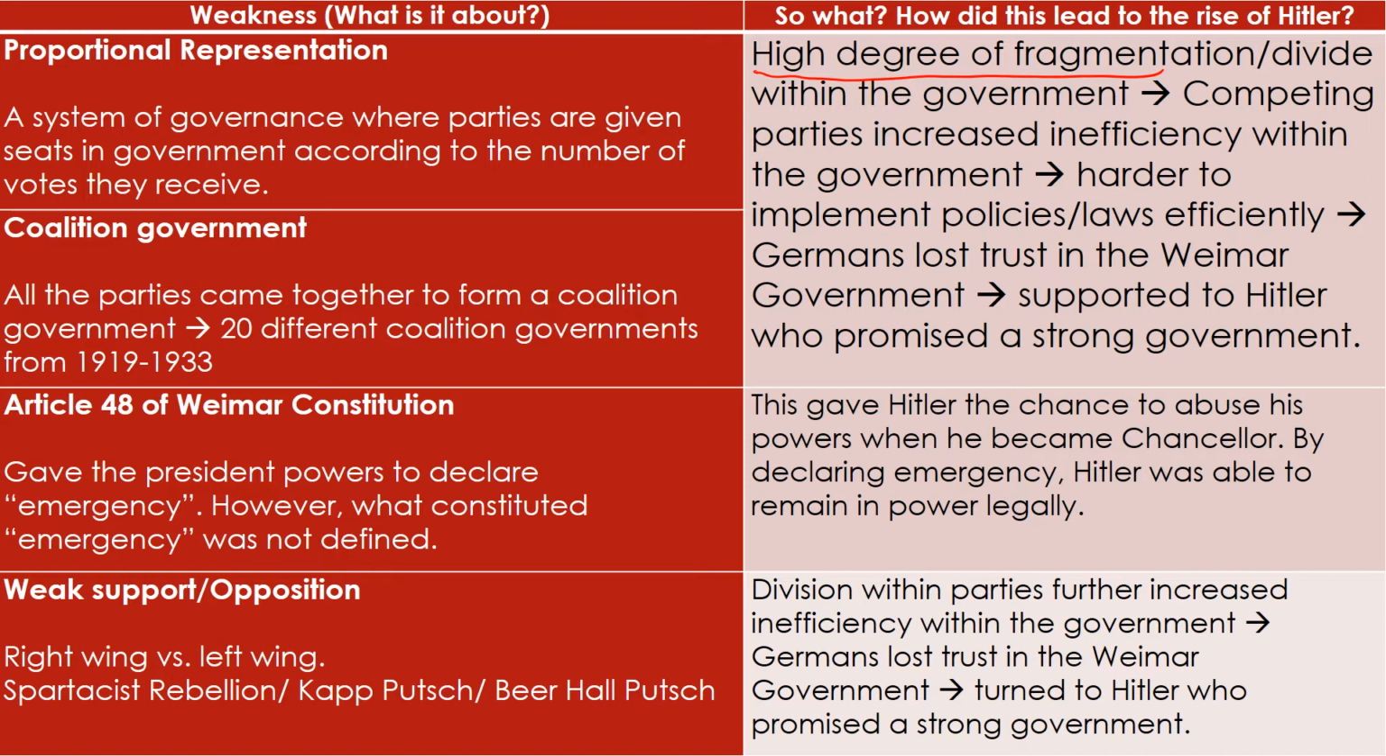Okay, weakness number 3, Article 48 of the Weimar Constitution. This article gave the president powers to declare emergency. However, what constituted emergency was not defined.